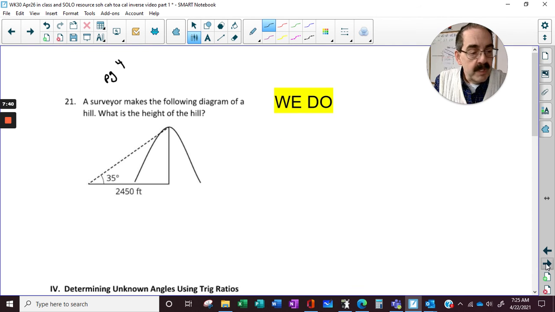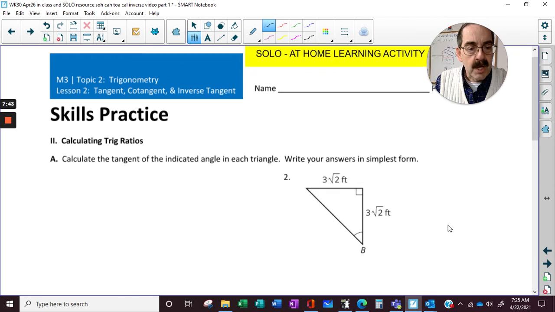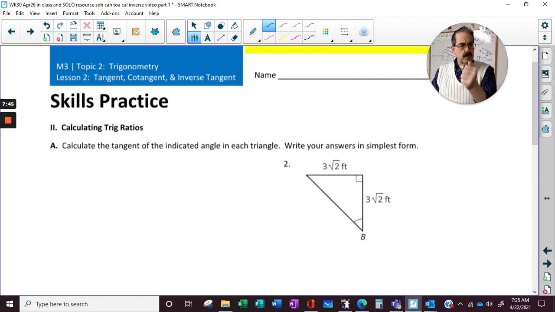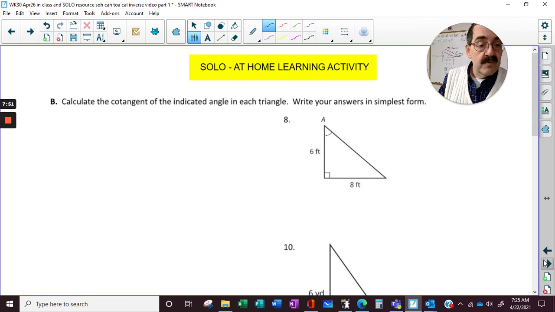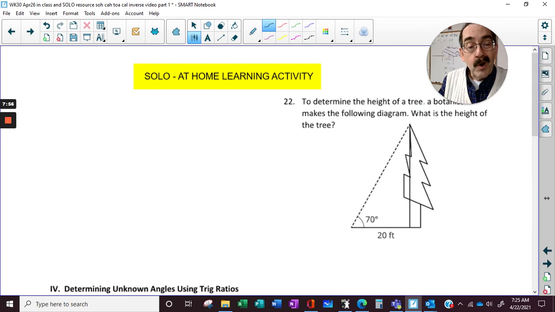So this week, no math yet. This week is all about, can I set up SOH CAH TOA, and can I solve for an angle measure? Can I solve for an angle? Can I solve for a side length?